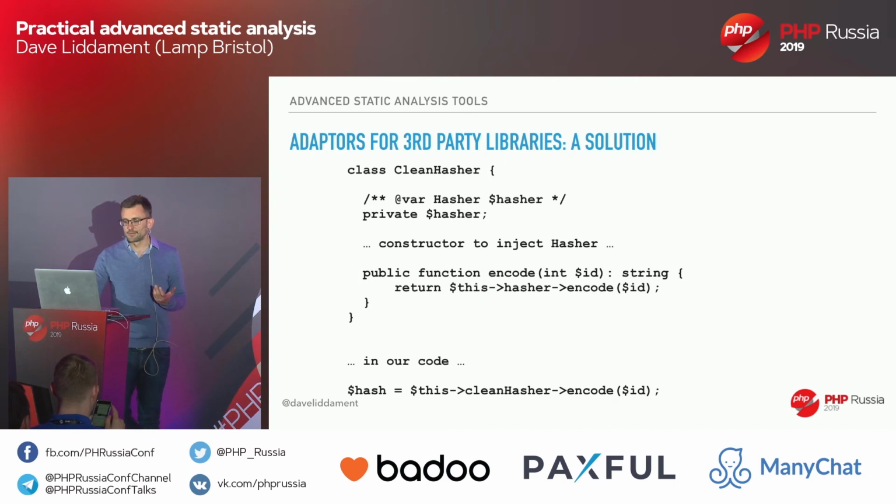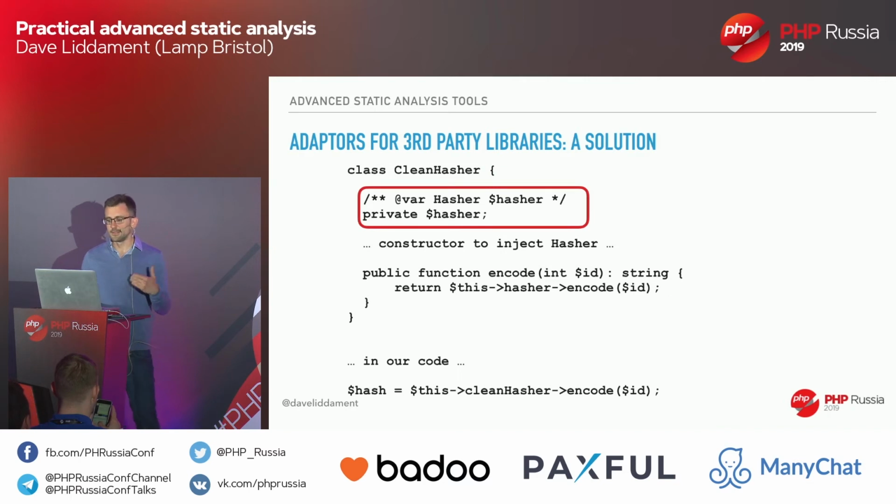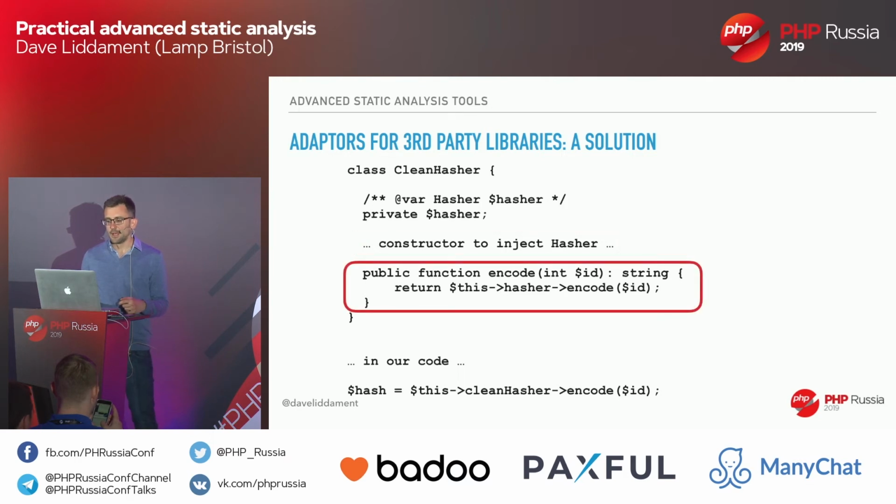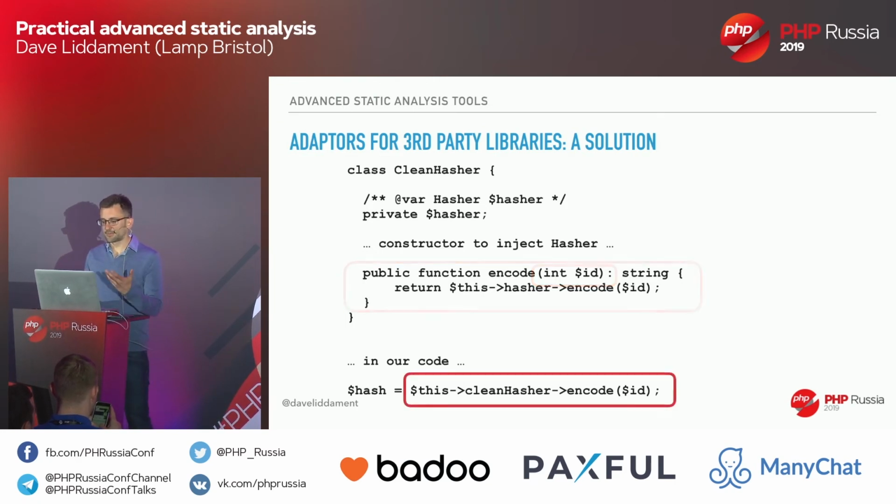So what we could do is write an adapter called CleanHasher that has an instance of the actual hasher, which we inject via the constructor. And then we have a clean method for encode, where we're mandating that we're just taking one thing, an int, which is the ID, which it then calls off to the actual hasher. So there would only be one case where we have to say to the static analysis tool, just ignore this, it's fine. And our static analysis tool will be checking now that every time we call encode, we are passing an ID, an integer, which is the use case we had for it.